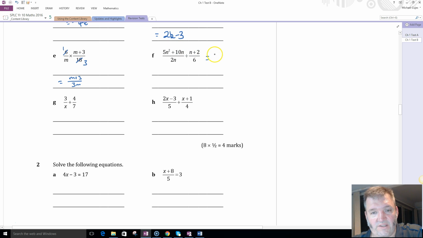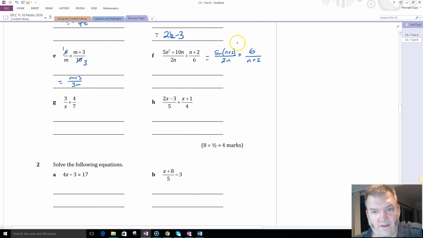Next one, what is division? It's the same as multiplication by a reciprocal. So when I'm dividing by a fraction, I multiply by the fraction turned upside down. Now, I can only cancel common factors. That numerator there looks like it could be factorised. 5n is a common factor, and I'd have another n and a plus 2 left over. And here I have a 2n.